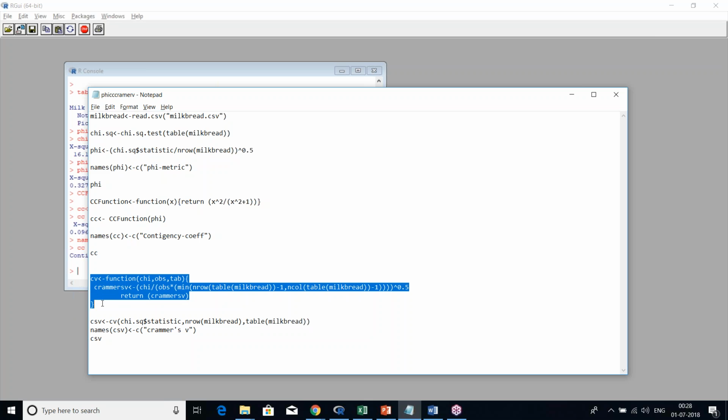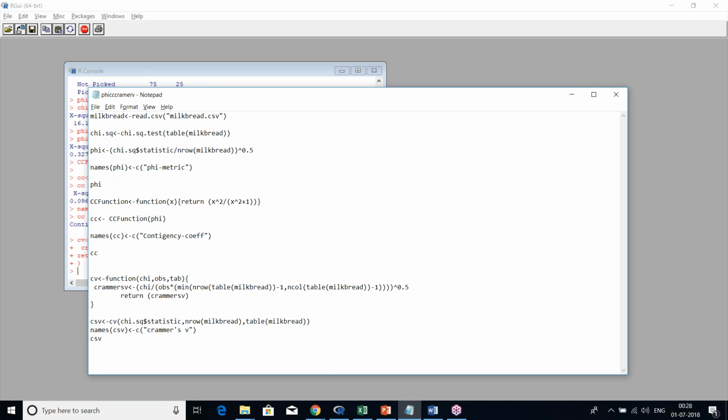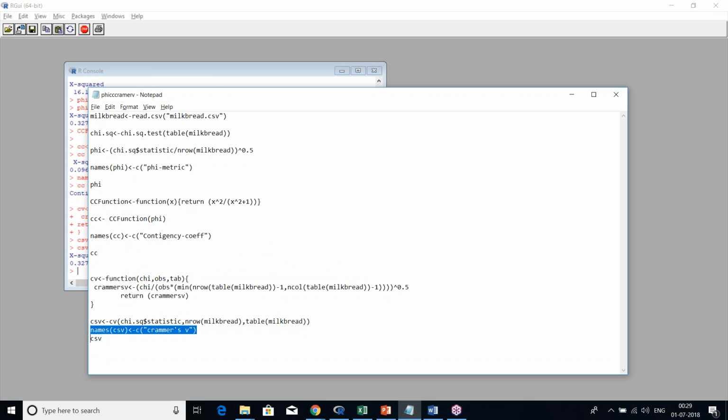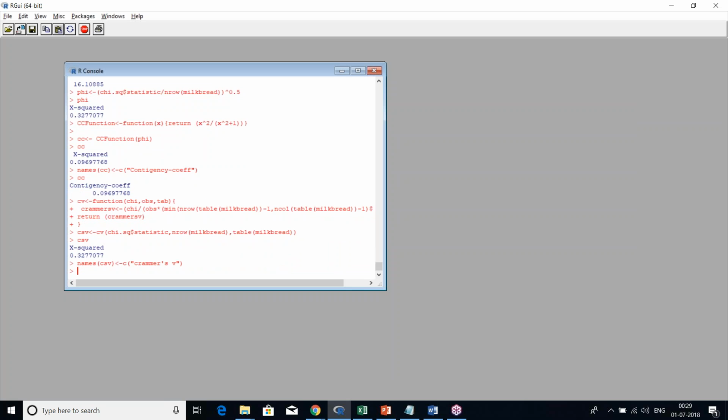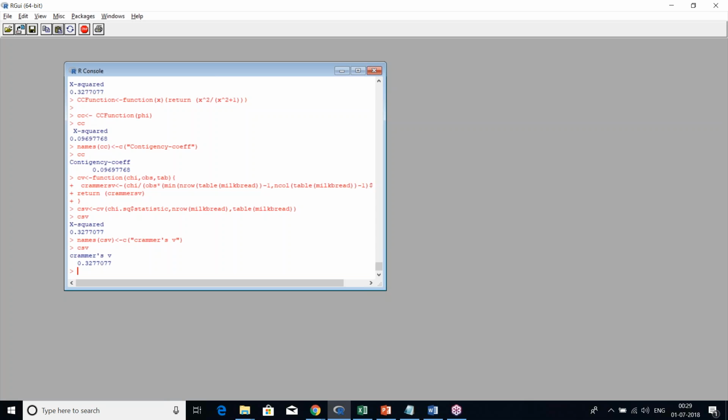So let's quickly do that here. The variable CV contains the function, and we create another variable called CSV. We can name this variable the way we want to. Essentially, we are passing the chi-square statistic metric, then the total number of observations, and then the tabular structure. This is done here. Finally, we have to rename, because if we leave it this way, it will retain the square. So we'll quickly rename this to Cramer's V, so that we know what this metric is called, and this is how Cramer's V is calculated.